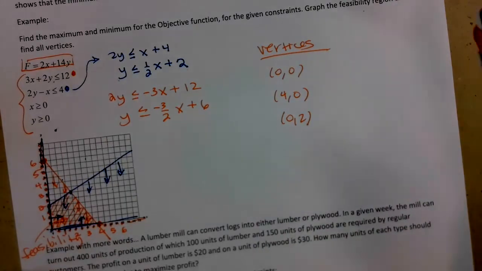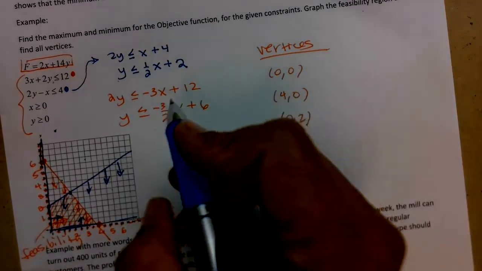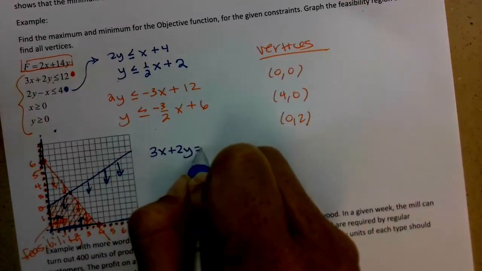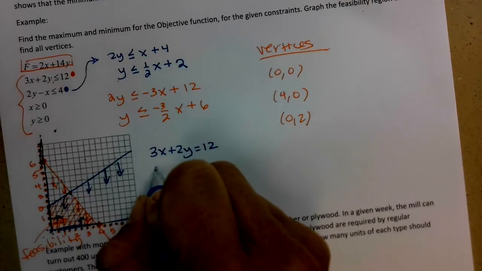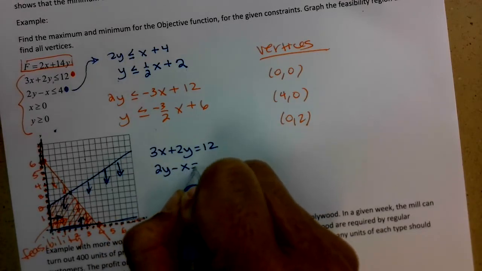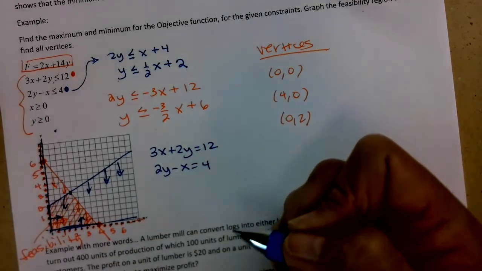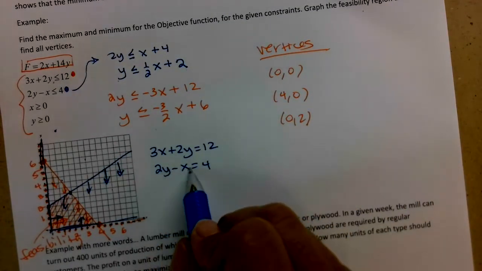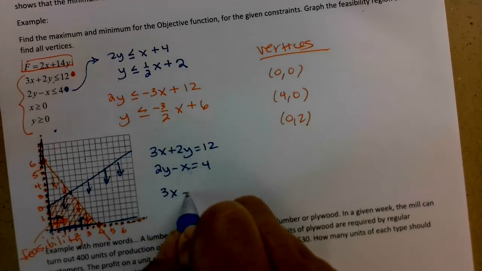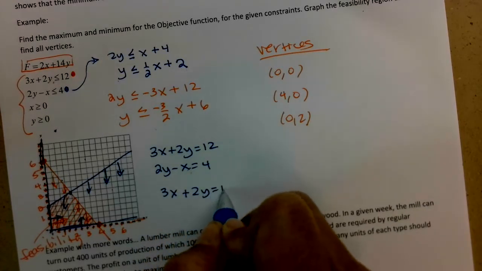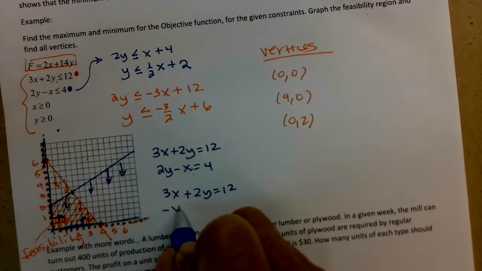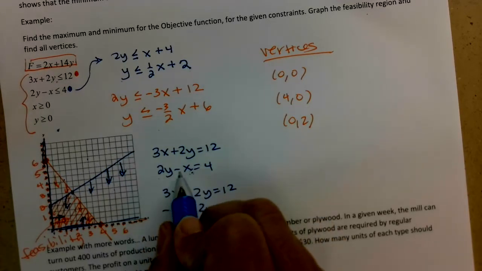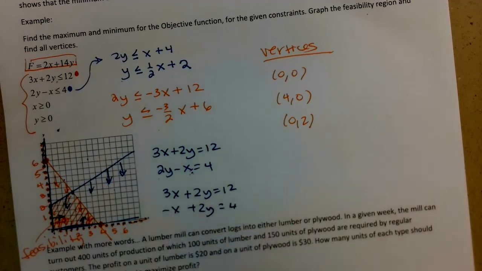How are we going to solve that system of equations? Let's go ahead and solve, right? Change the inequalities to equals. 2y minus x equals 4. And then I'm going to switch my x and my y here to get my y's lined up. I should have done that when I copied down, but I didn't. That's okay. Negative x plus 2y equals 4. I just changed the order here. Remember that a minus sign stays with the term.